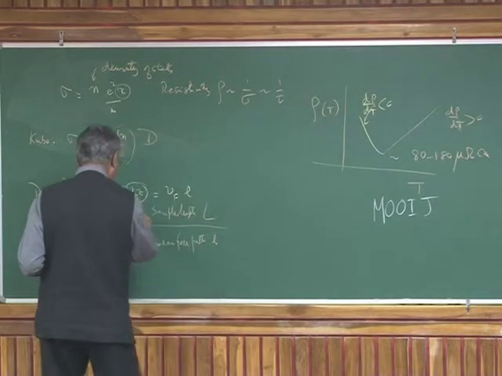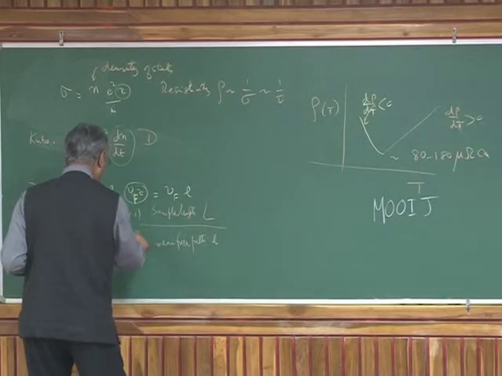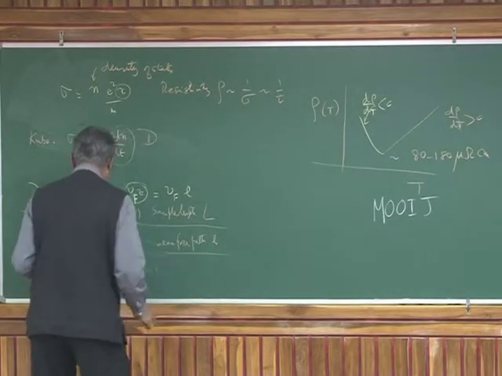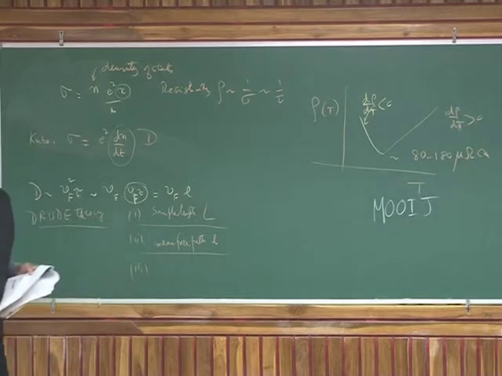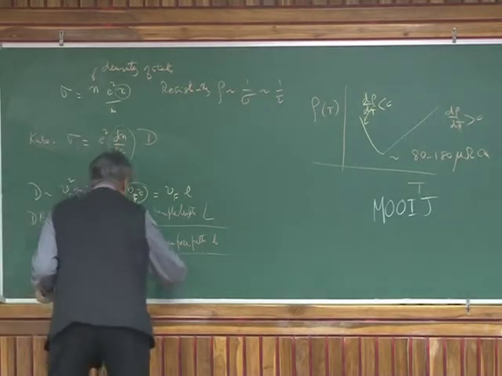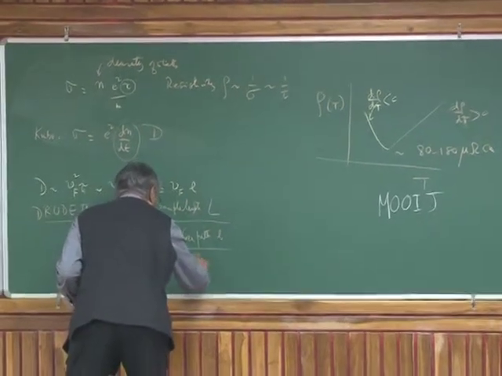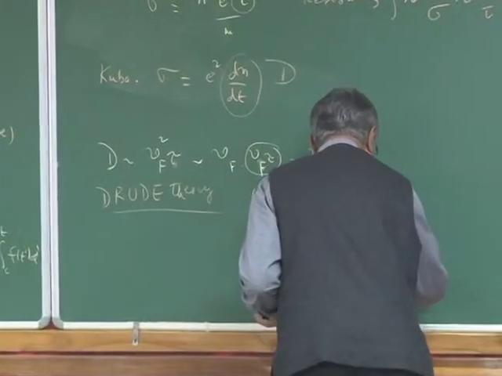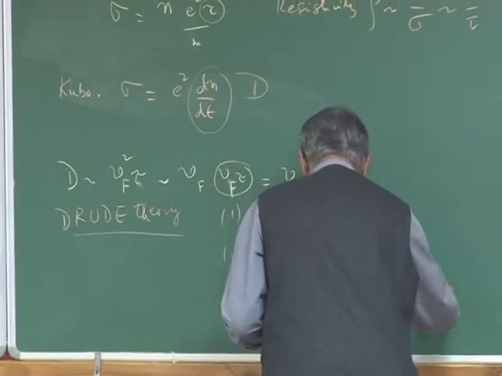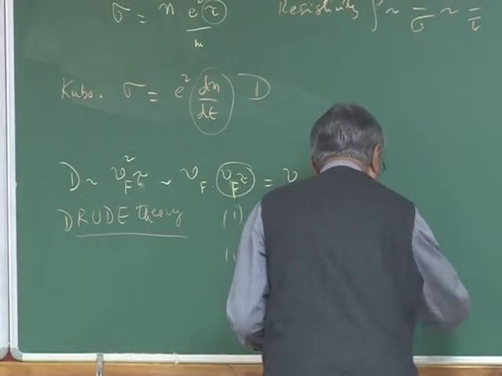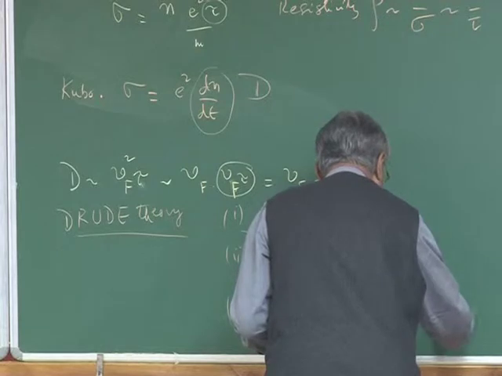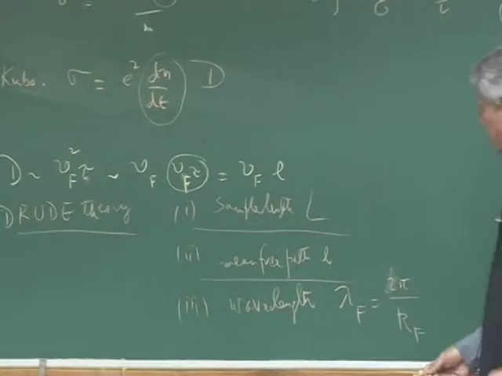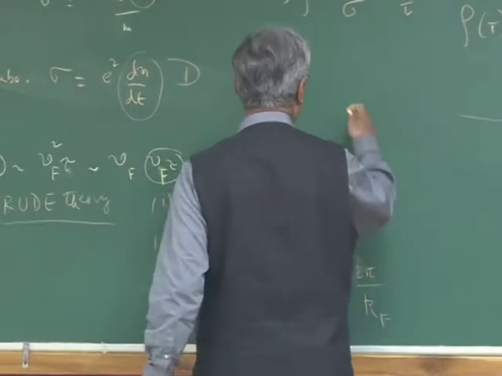And the third length scale is actually the wavelength associated with the electron. So the wavelength associated with the electron, because the electron is a wave packet, lambda F is nothing but 2 pi over kF. Definition. So these are all Fermi, right? Because this is all coming from the Fermi energy.